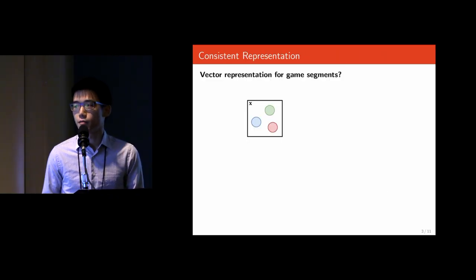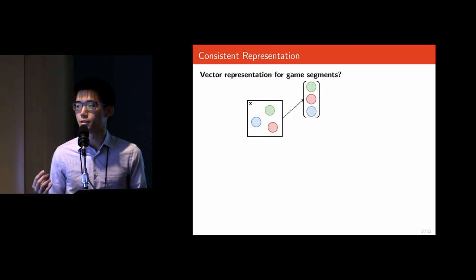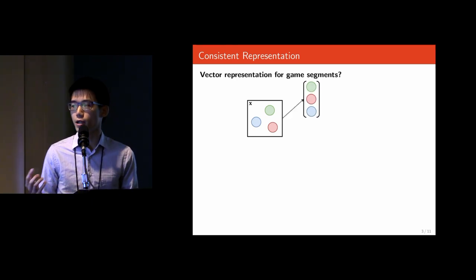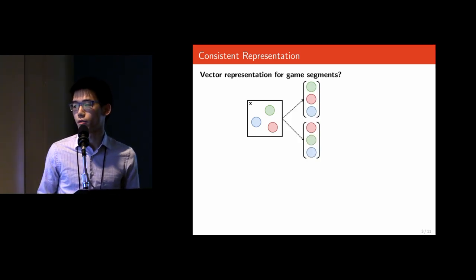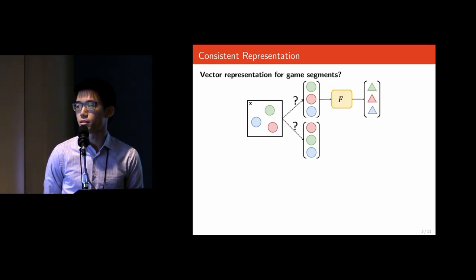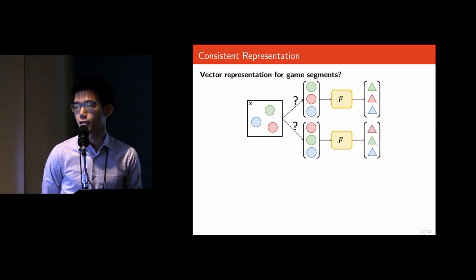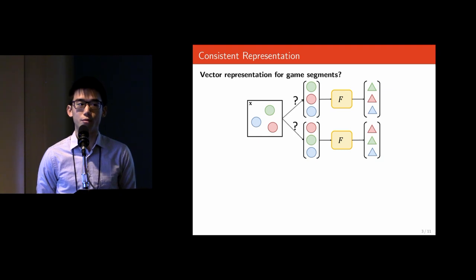To model p theta of x, we'll need a vector representation. Consider an example with three agents, red, green, and blue. We can stack the representation of these agents into vectors in either of the following orders. Which one should we use? Let's say we pass the first vector through a deep net and get the output of a green, red, blue triangle. One would naturally expect the second vector to get the output of a red, green, blue triangle, as both vector representations are the same underlying game segment.